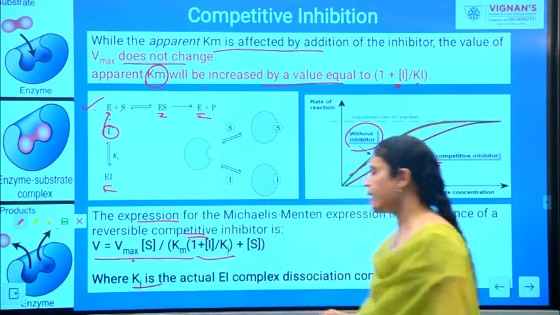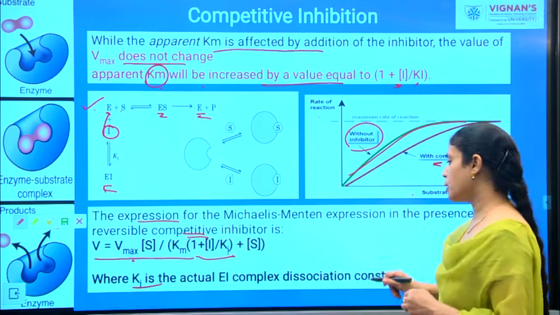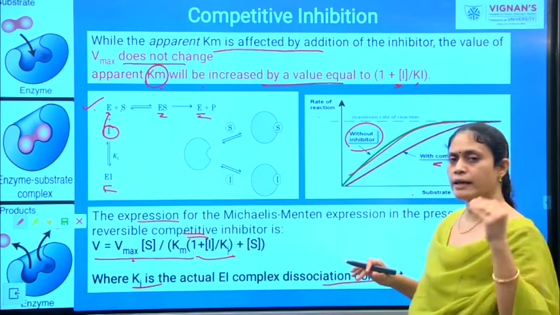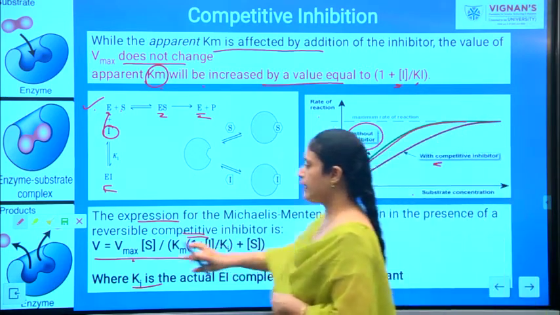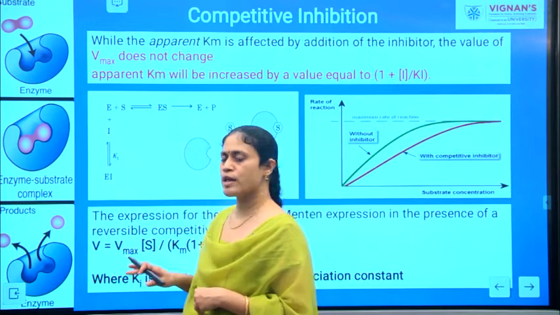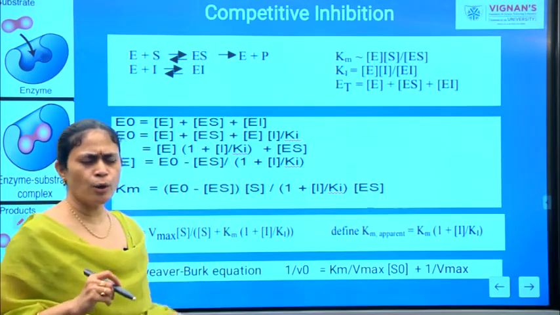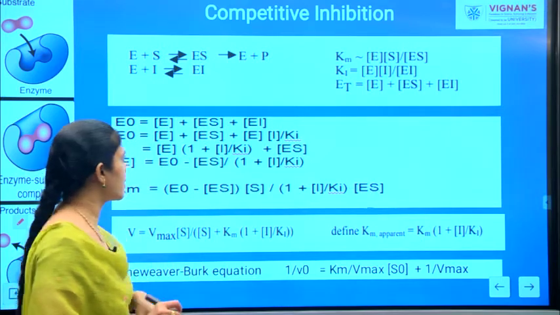Here, what is Ki? Ki is nothing but your enzyme inhibitor complex dissociation constant. It is a constant related to your enzyme inhibitor complex, so we are calling it the dissociation constant. Let us see this slide in order to know how we got that particular expression which I showed you in the previous slide.